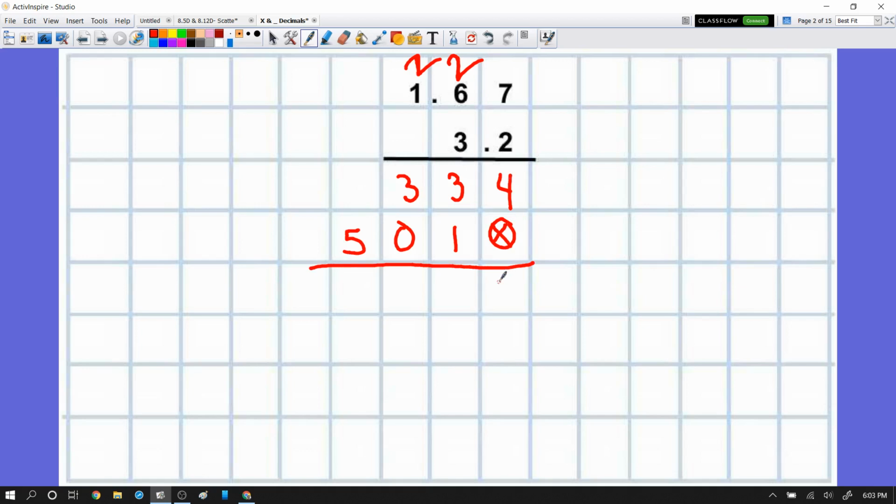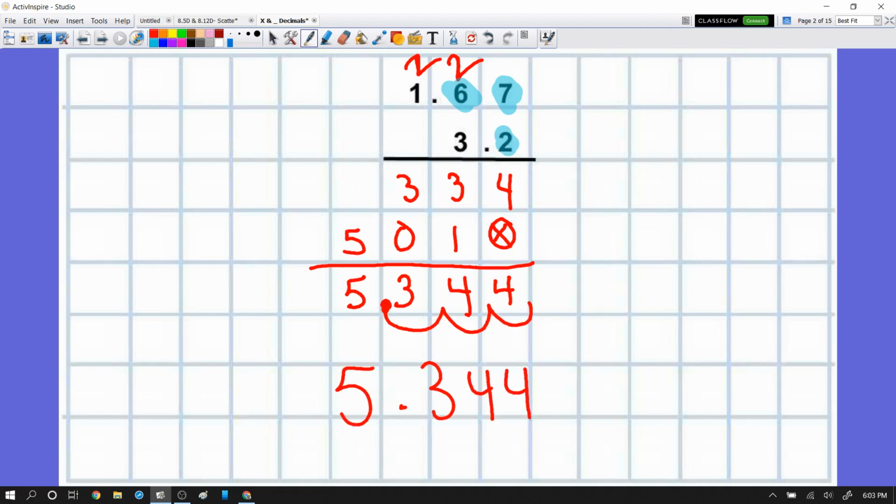So 4 plus 0 is 4. 3 plus 1 is 4. 3 plus 0 is 3. And drop down that 5, nothing to add. The next part is how many numbers are to the right of the decimal? 1, 2, 3. That's how many times we bump the decimal over. 1, 2, 3. We have an answer of 5.344.